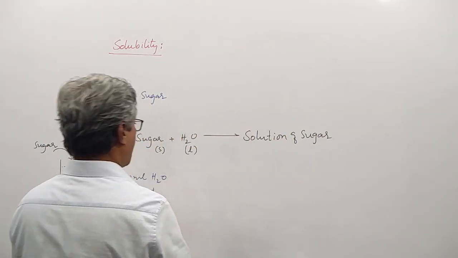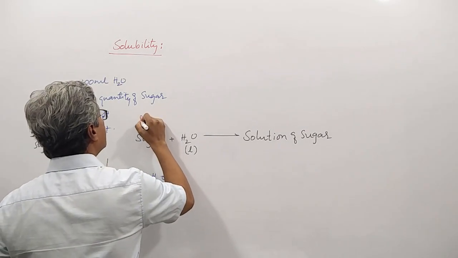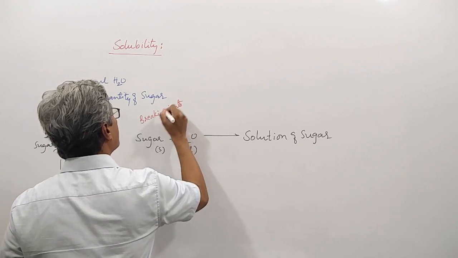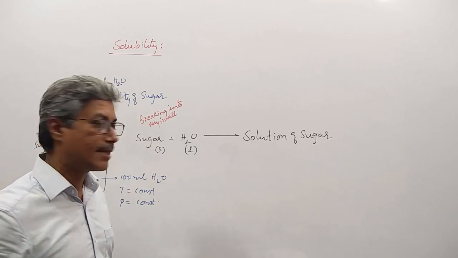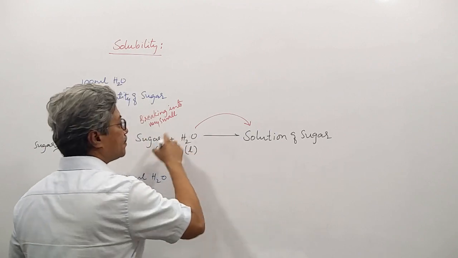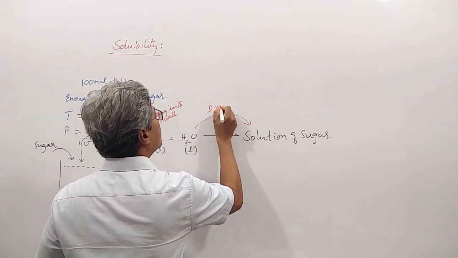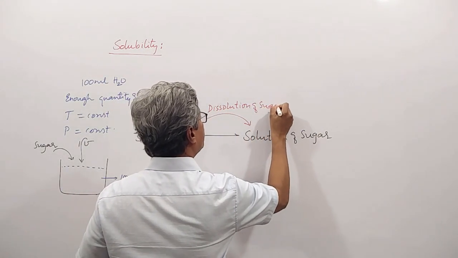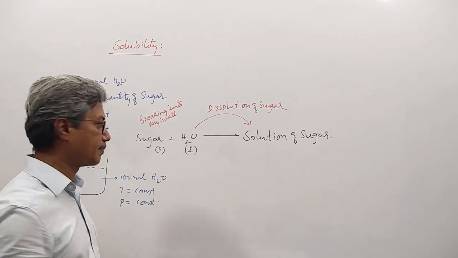Here what is happening is, this sugar is breaking into very small particles which we are not able to see. This process of getting a solution of sugar is called dissolution of sugar. That means sugar dissolves, rather disappears, upon putting it into water.